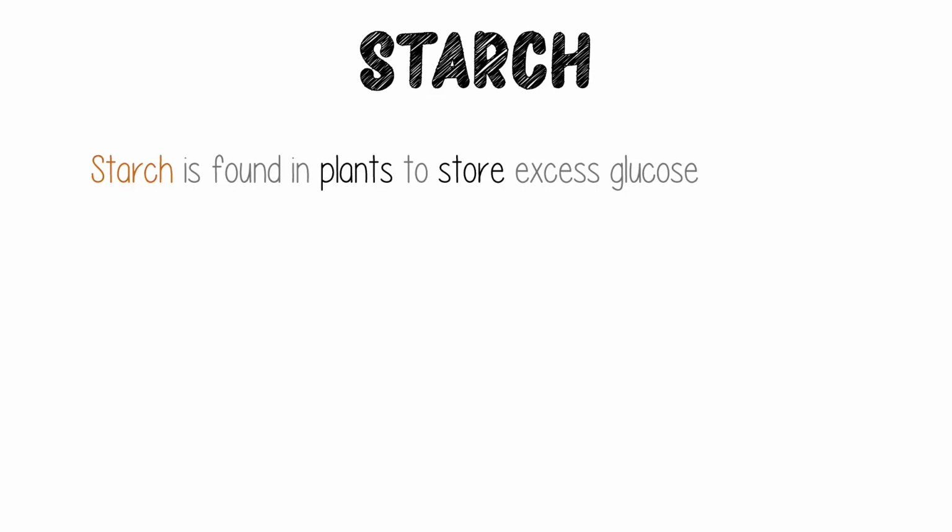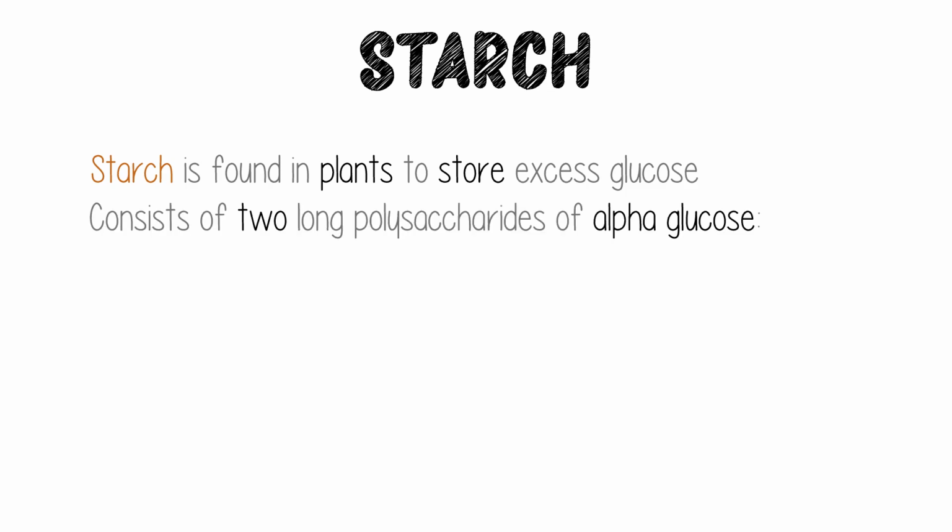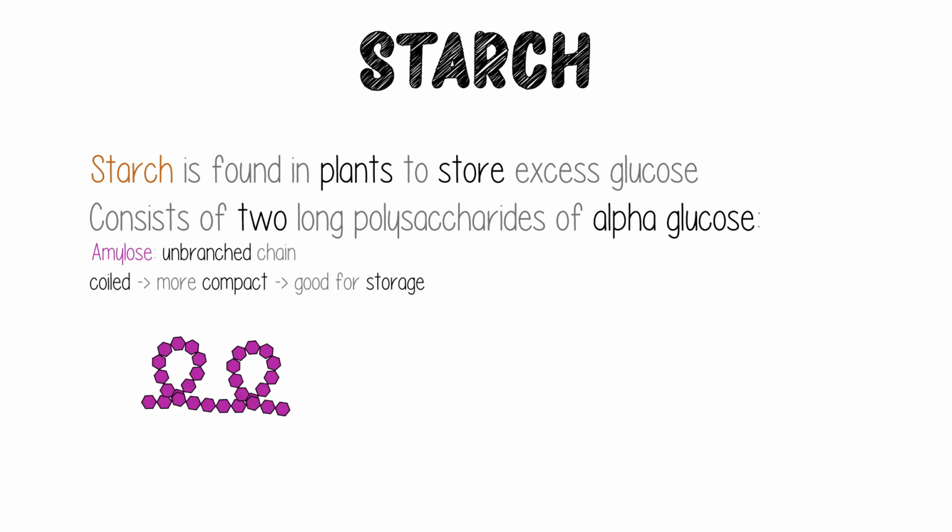Starch is found in plants to store excess glucose. It consists of 2 long polysaccharides of alpha glucose. The first polysaccharide is called amylose, which is an unbranched chain. It has a coiled structure which makes it more compact and good for storage.